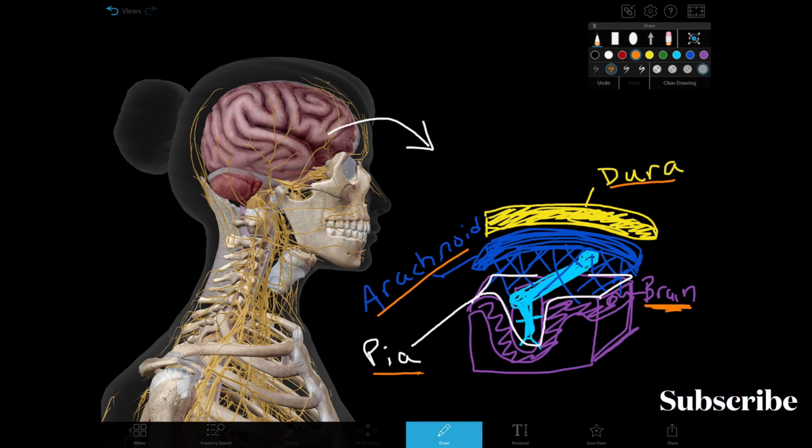Now the dura mater has 2 layers. There's going to be a periosteal layer, which is the outermost layer that covers the inner surface of the bones that form the cranial cavity. And then there is a meningeal layer or inner layer, the dura mater proper, which faces the brain. So these 2 layers are closely united, except when they are separated by the dural venous sinuses.